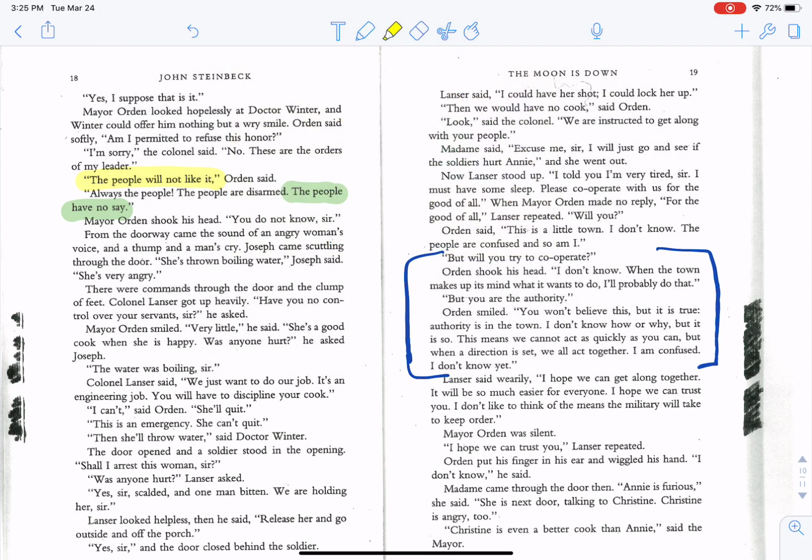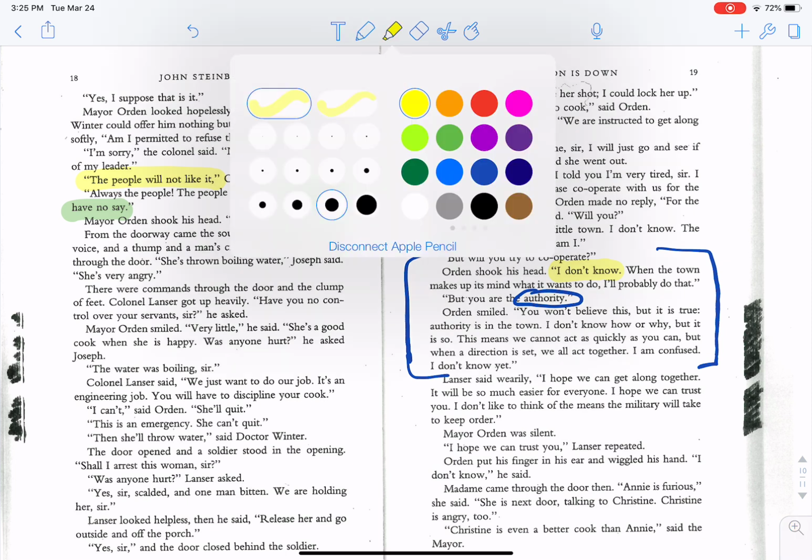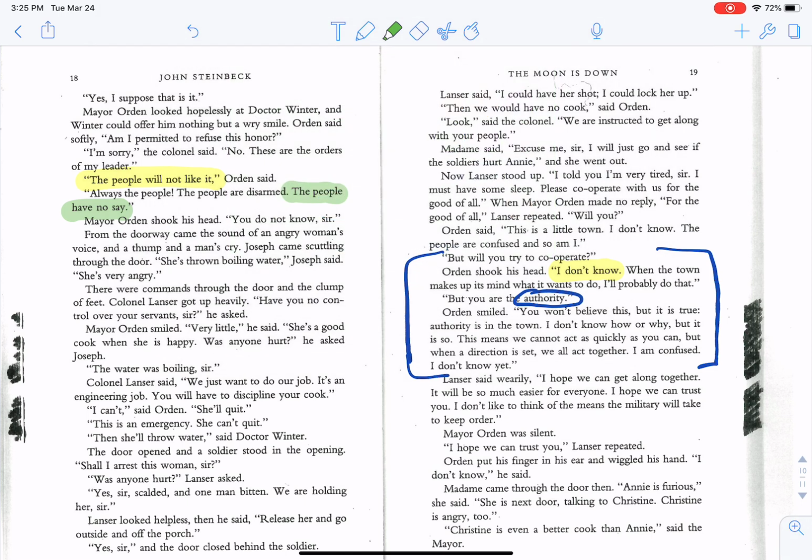Lancer asks him, will you try to cooperate? And Orden says, I don't know. Whatever the town decides, I'll probably do that. And Lancer's like, but hold on a second. You're the authority, right? You're the one in charge. It doesn't matter what they think. That's his mindset. That's his view. And then Orden, sorry, I changed colors again. Orden says, you won't believe this, but it's true. The authority is in the town. So the authority is in the people.